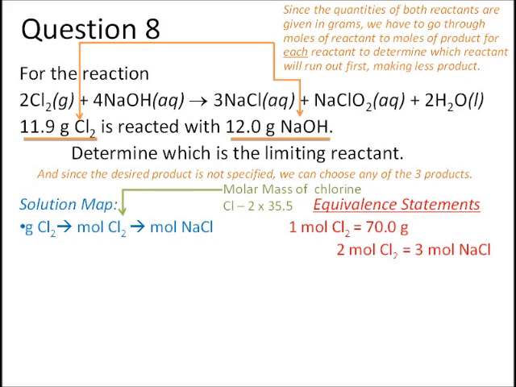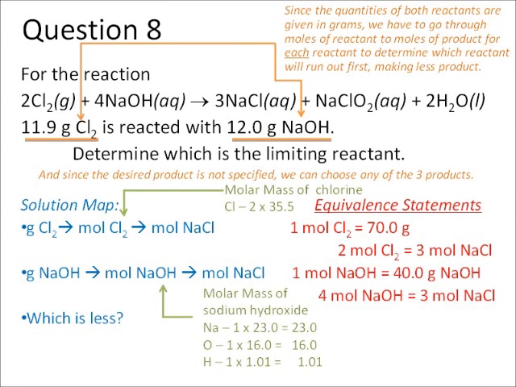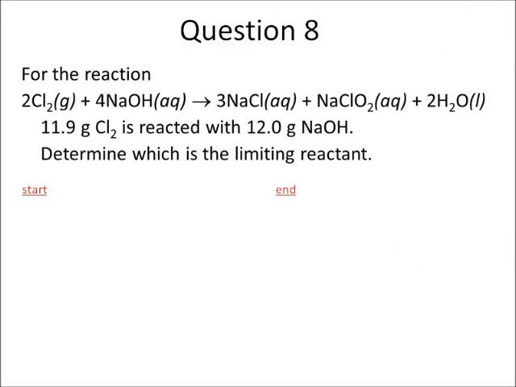So our solution map is going to begin with chlorine. We're going to go to moles using the molar mass, and then we're going to go to moles of product, and I chose sodium chloride just for convenience. Then we're going to start the same way with sodium hydroxide, go to moles of sodium hydroxide and moles of product. Then we're going to see which is less, and that's going to determine which is the limiting reactant.